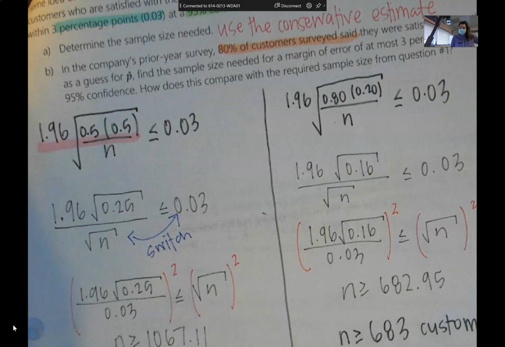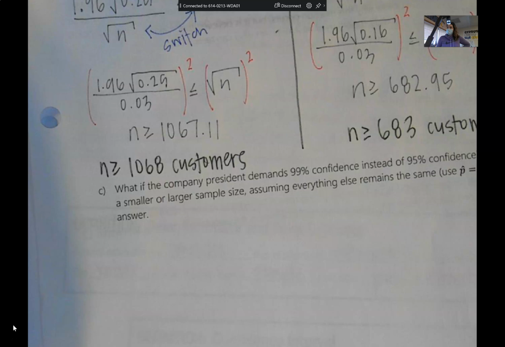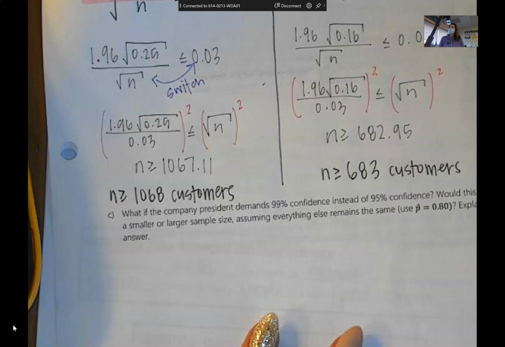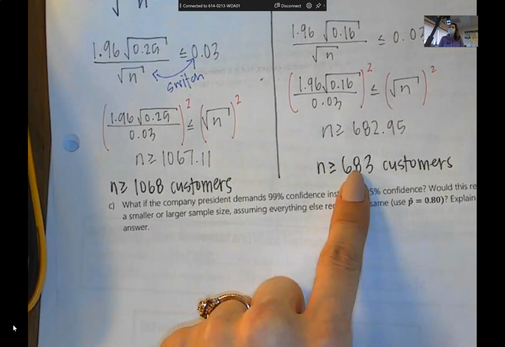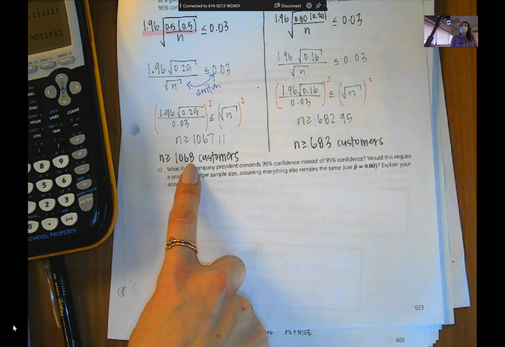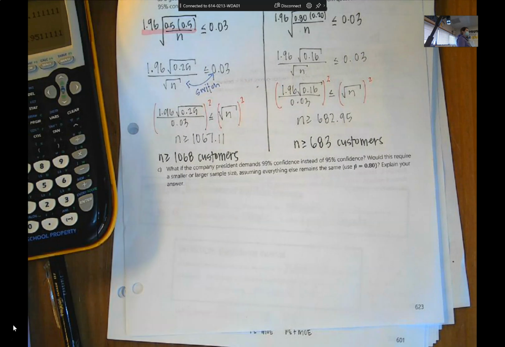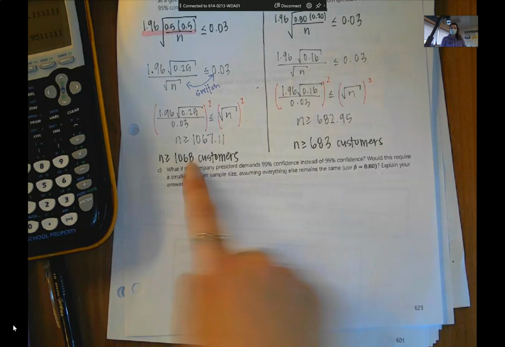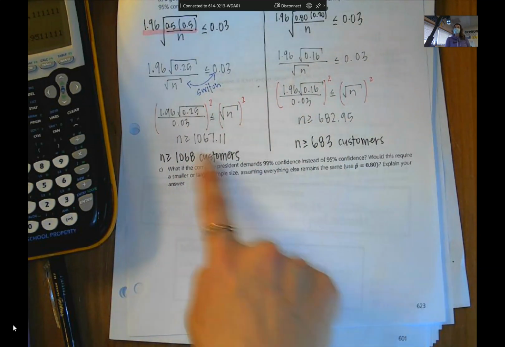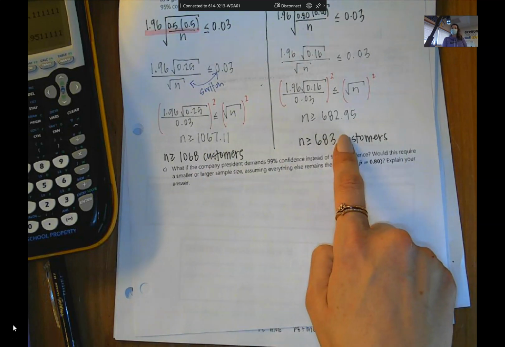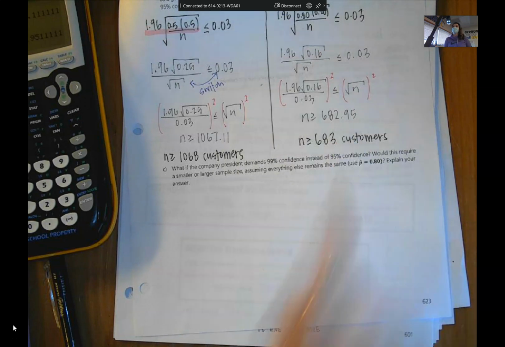Okay, I got 683 customers. Is that what you guys got? Yeah. So notice that if we have an estimate for p, the sample size that we need is less. Remember that when you use the conservative estimate, it gives you the largest possible sample you could need for that margin of error. So this should be bigger than this because this is the largest sample you would have to take. If you have an estimate, that makes it so that you can sample fewer people.